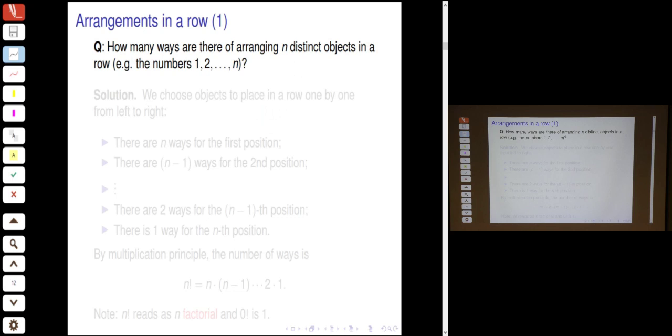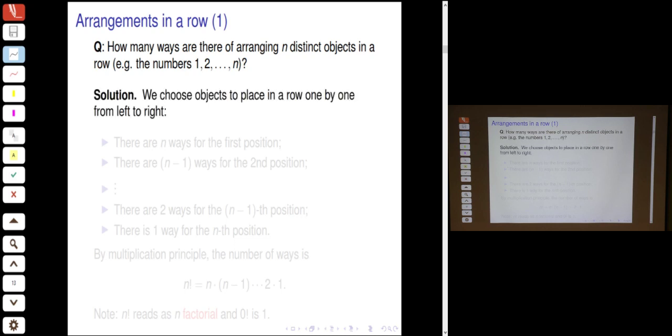Now I want to introduce some notations. So let's look at this. The question is, how many ways are there of arranging n distinct objects in a row? Let's think of the n distinct objects like numbers 1, 2, 3. So the first object is just 1. The second object is 2. So how many ways to arrange n numbers?